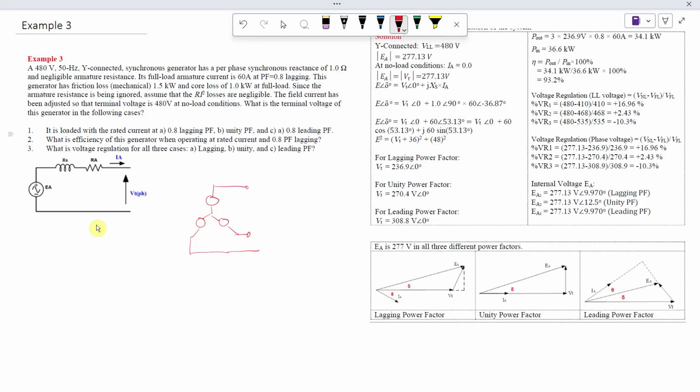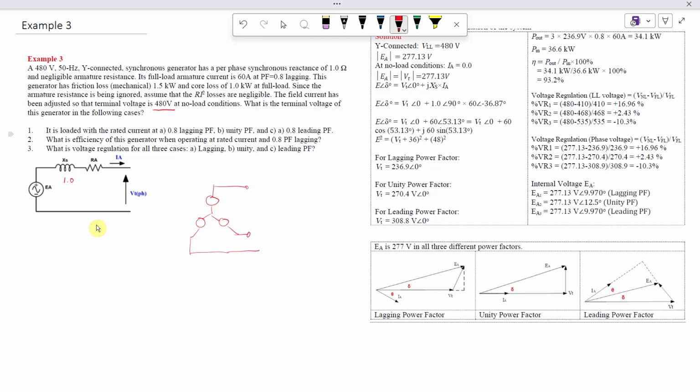And the single-phase equivalent circuit still looks like this. And the reactance is 1.0. And we do not neglect this resistance. And the full load is 60 amp, power factor 0.8 lagging. In this generator, we have this loss and this loss at full load. Since the armature resistance is being ignored, we assume the losses in the resistor are also negligible. The field current has been adjusted so that the terminal voltage is 480.